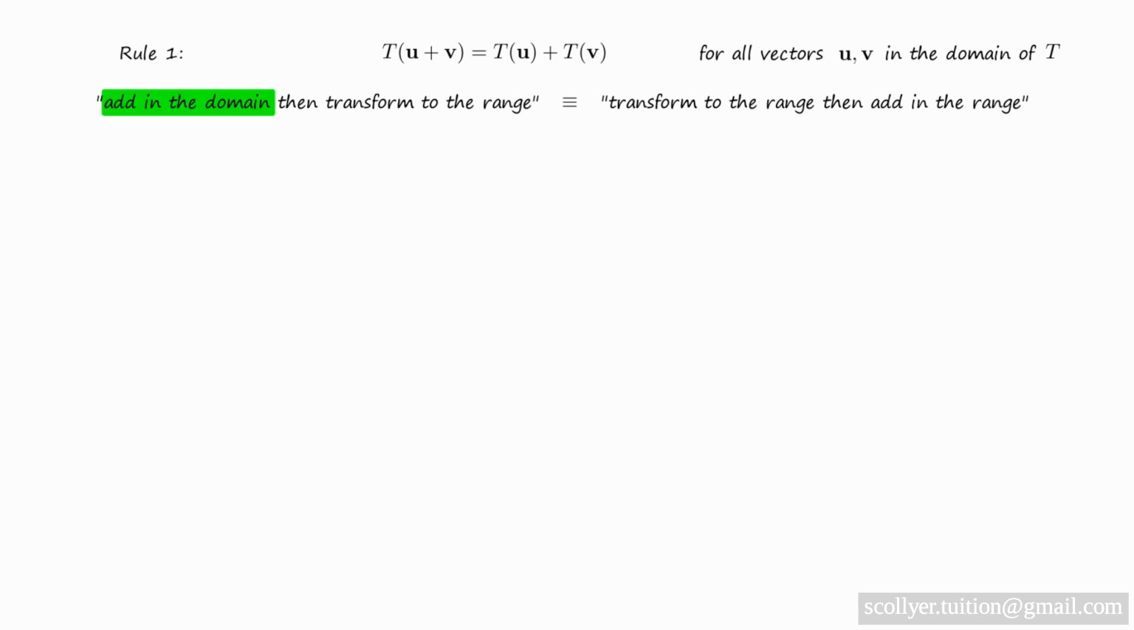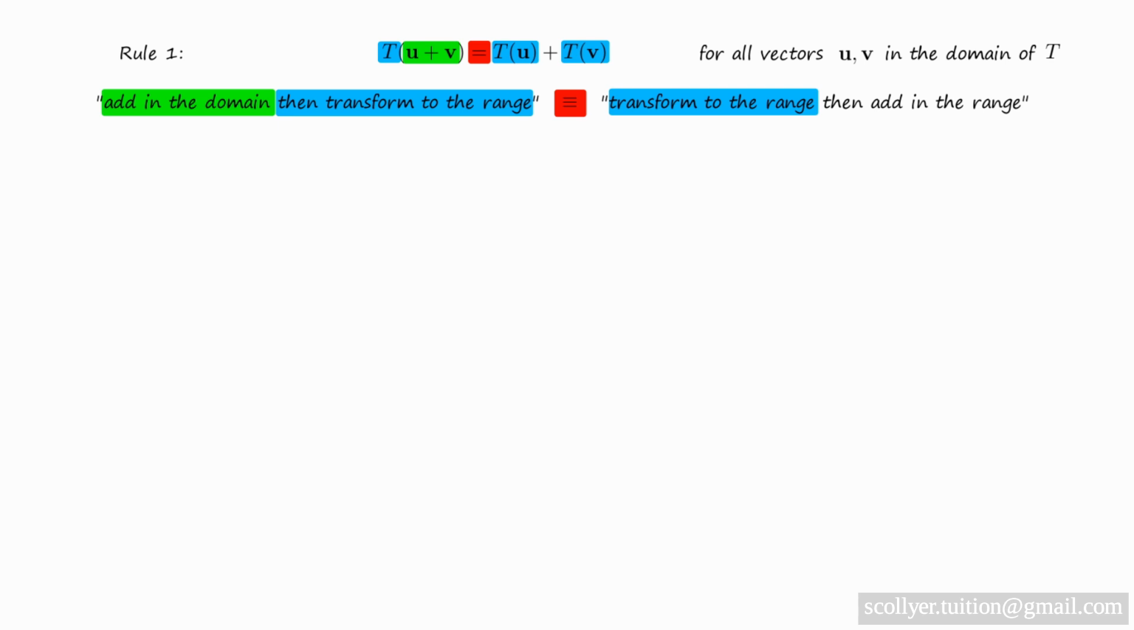So we add in the domain by adding the vectors u and v, which are both in the domain. We transform to the range by applying the transformation T, and that is equivalent to transforming both vectors u and v to the range and then adding those two vectors in the range.